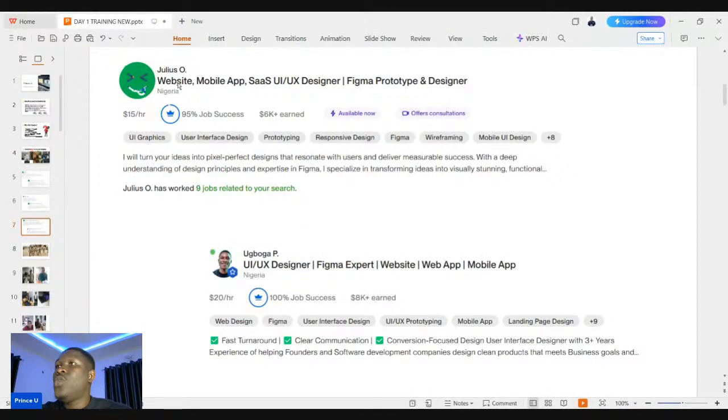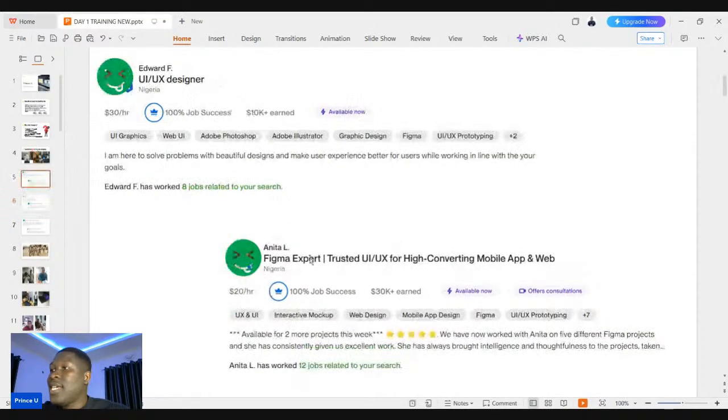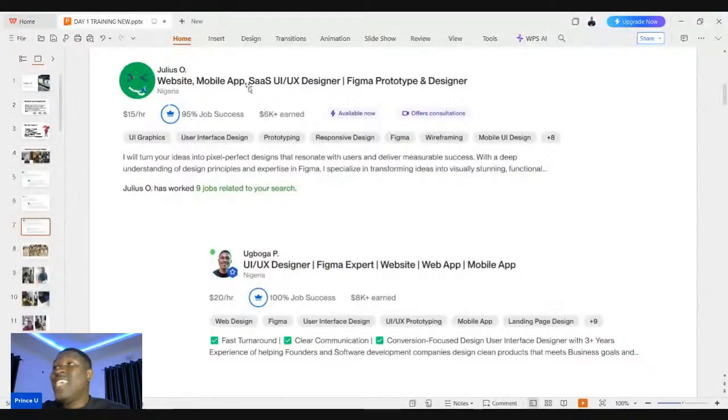So this is Daniel. Daniel has done $50,000. Imagine how much $50,000 is. So this is Julius. Julius is also in Nigeria, and Julius has done $6,000. Yes, you can see them. UI designer. I didn't even point that out. Expert UI designer, senior UI designer. Let's see Anita, expert, Figma expert, UI design. You can see all of them. UI design. I really don't know their story, but trust me, I know they had a starting point.